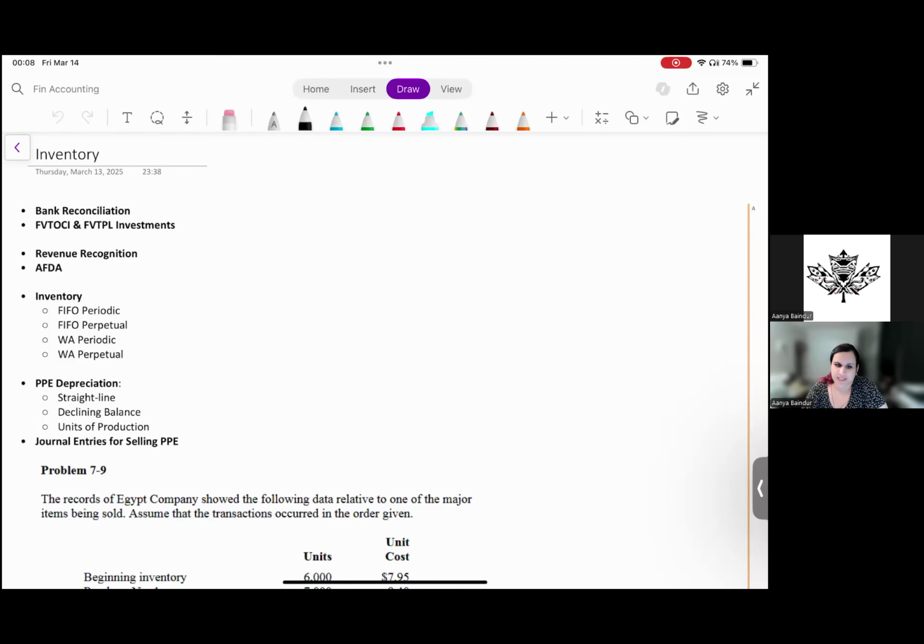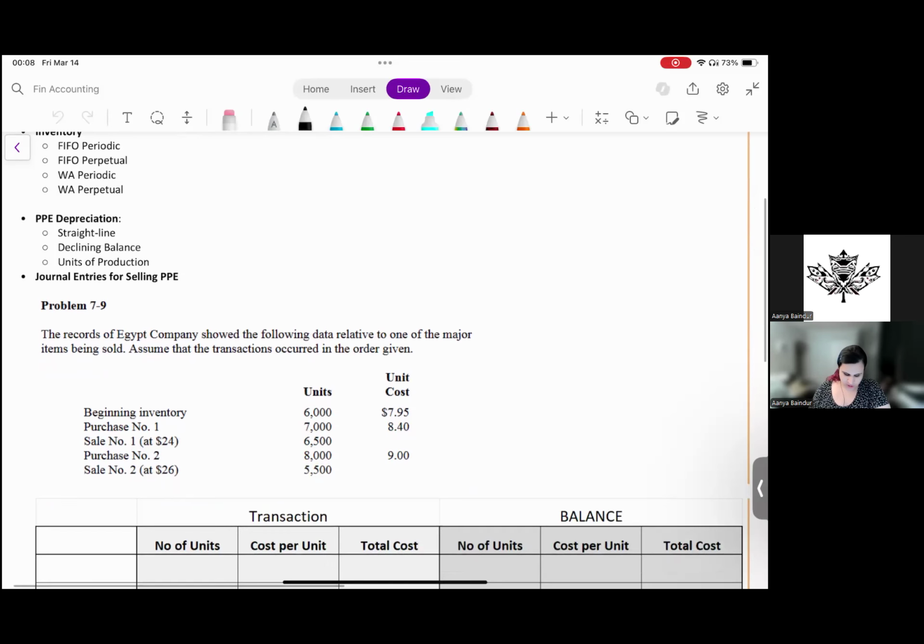So there are four main types of inventory that we'll be covering. That's FIFO periodic, FIFO perpetual, weighted average periodic, and weighted average perpetual. You might also hear weighted average perpetual being called the moving weighted average or moving average. It's basically just weighted average perpetual. So with that, let's get started into the question.